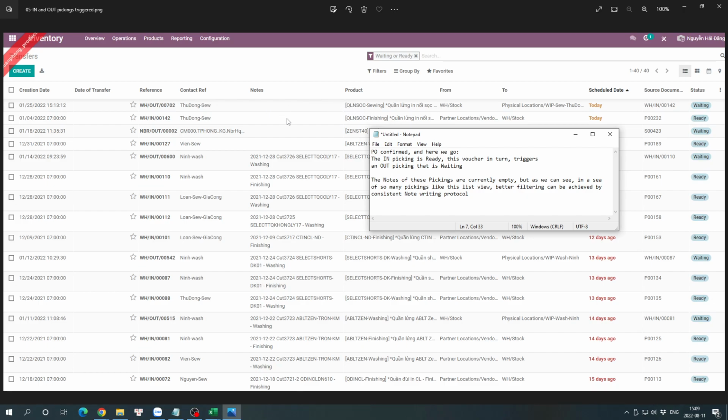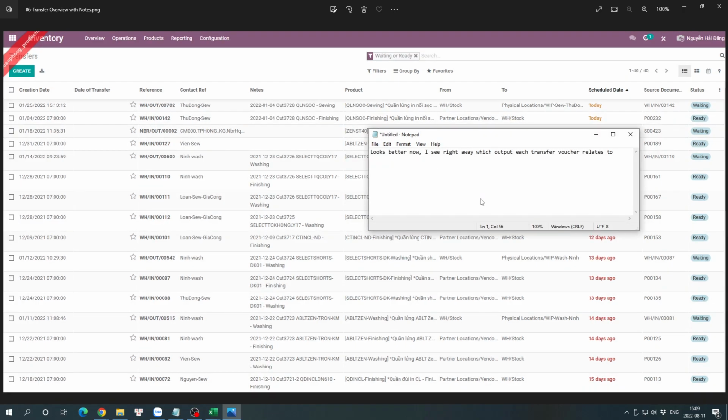If you were to think of receiving any work in progress for finishing from this vendor, you can read my notes right here. Next, see, it looks better now. I see right away which output each transfer voucher relates to. I look at this, I see straight away they are talking about something that's for sewing in this voucher. This is something for finishing. Yeah, makes life easier.